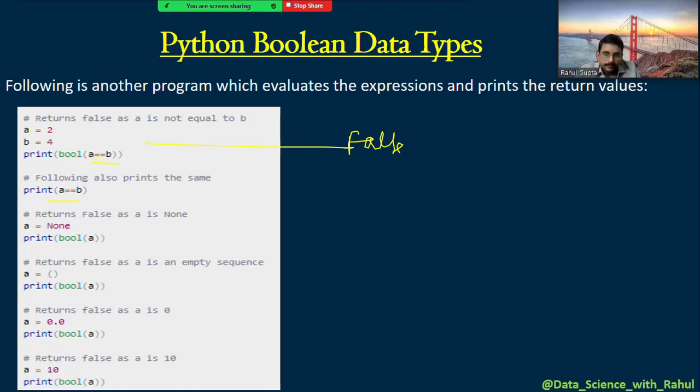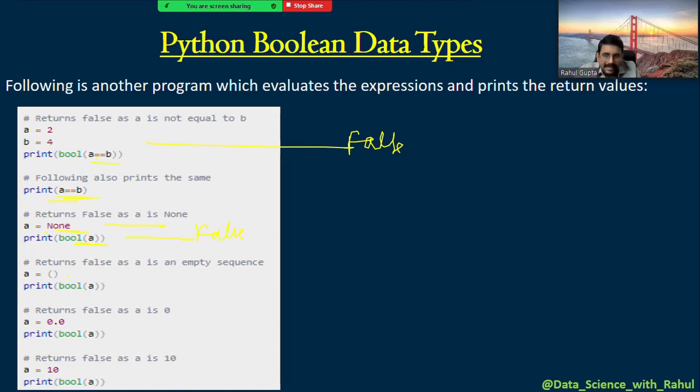I should get a false because here I have done a two operation. This is direct. Now A equal none. Print boolean. Why? Is this a true? No, this is a false. So I should get a false.